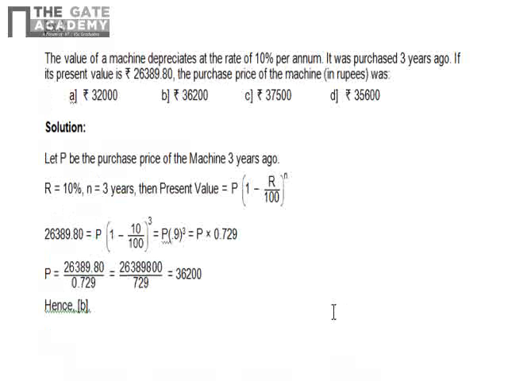Now this is the third example, of depreciation. The value of a machine is depreciated at the rate of 10%. It was purchased 3 years ago, and the present value of the machine is given. So you have to calculate the purchase price of the machine. You know the formula. You can put all these values in the formula and find the answer. The value of the machine 3 years ago was 36,200. Hence option B is the right option.